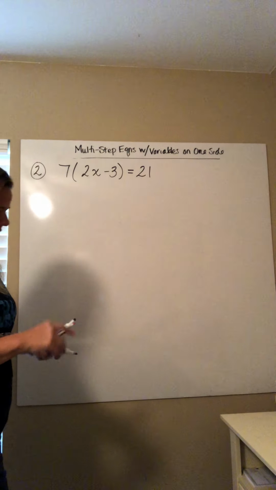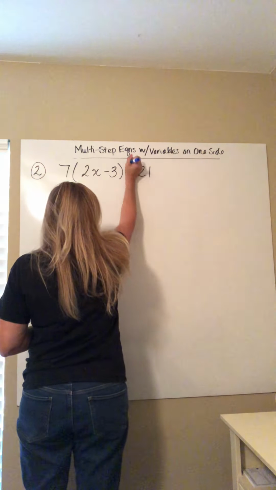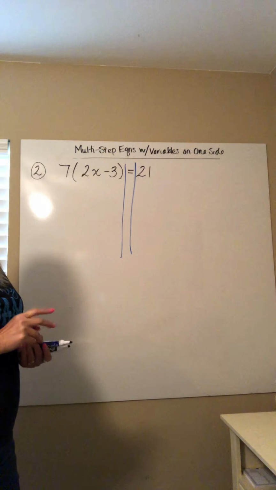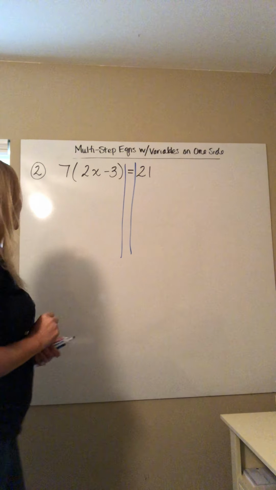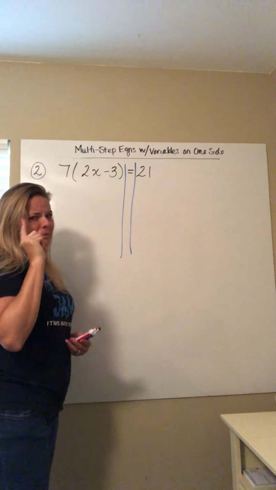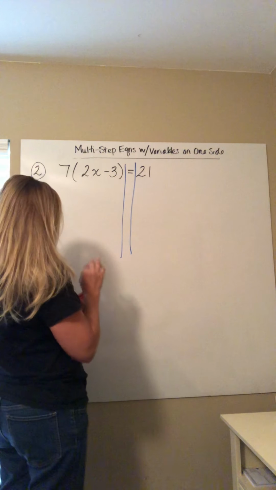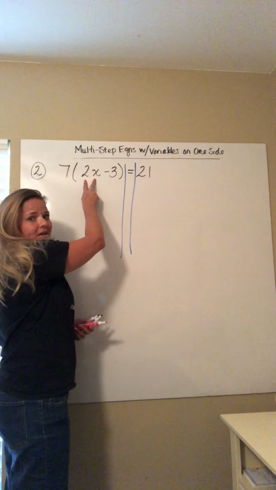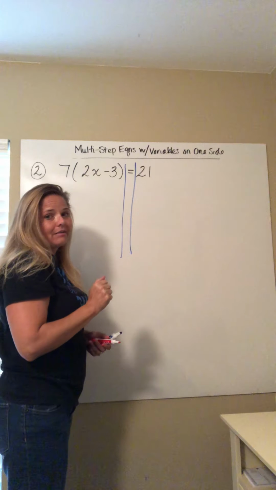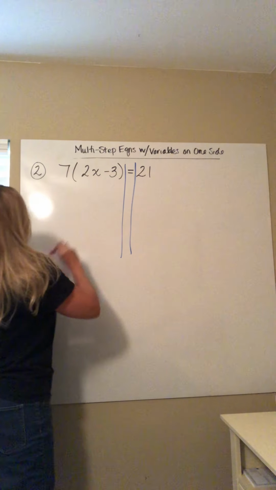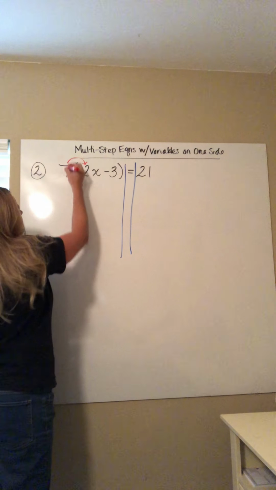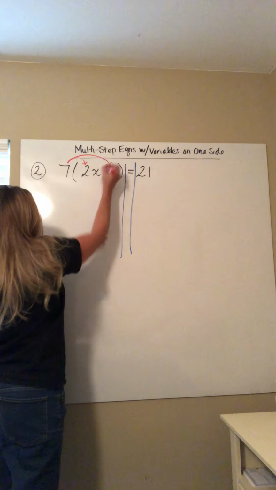All right, so once again, we're going a little faster this time. I'm going to draw that line right there, my column for my equal sign. All right, here we go. So I am going to multiply 7 times each term inside the parentheses. Now, what are my two terms inside the parentheses? Let's make sure we can identify those. We have a 2x and a negative 3. Are those like terms? Not right now, they're not, are they? All right. So let's go ahead and multiply 7 times 2x and 7 times negative 3.